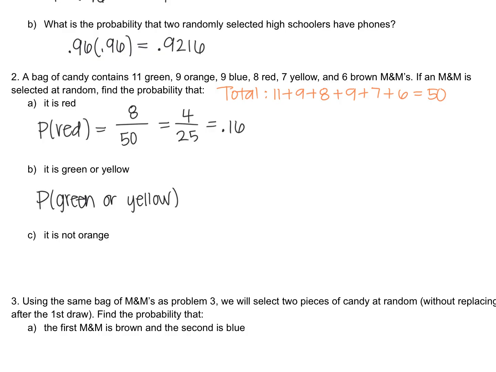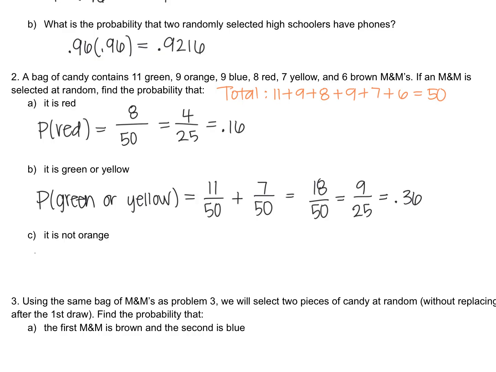The next one says the probability that it is green or yellow. Anytime you have an or probability, you add each individual event and then you subtract their overlap. So green, there are 11 out of 50, plus yellow, which there are 7 out of 50. Now in this case, there is no overlap. I cannot select an M&M and have it be green and yellow, so my answer would just be 18 out of 50, which becomes 9 over 25, or 0.36.